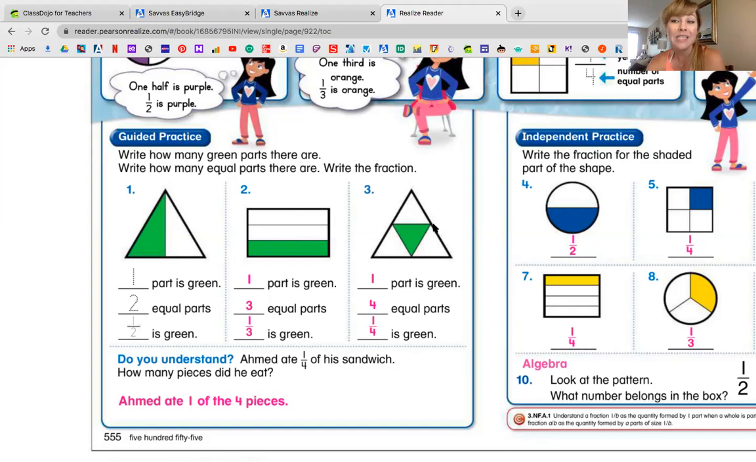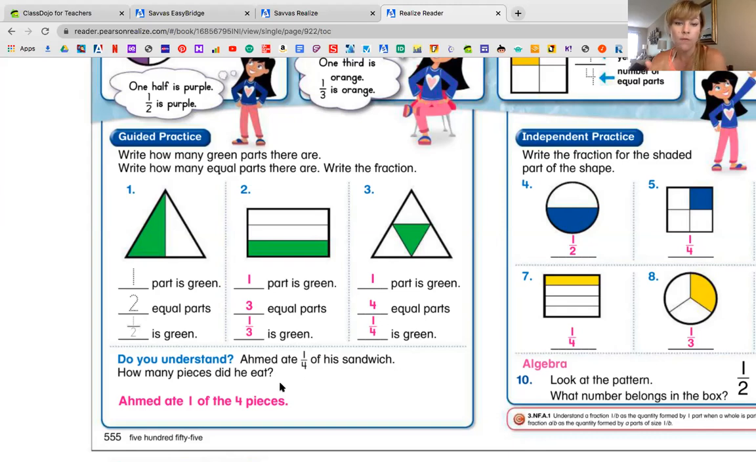Now I have a triangle, but this is broken into fourths, or what we like to call quarters, okay? So there's 4 parts. So 1 part is green and there's 4 that are equal. So there's 1, 2, 3, 4 parts. That line is read as of, 1 of 4 is green, okay?